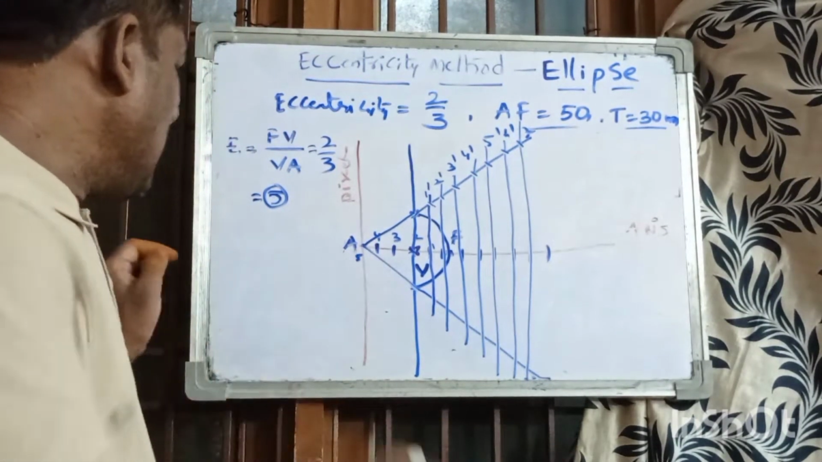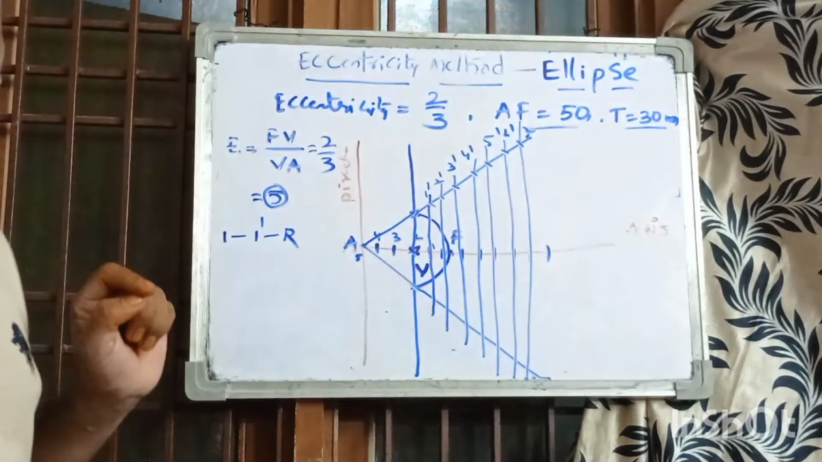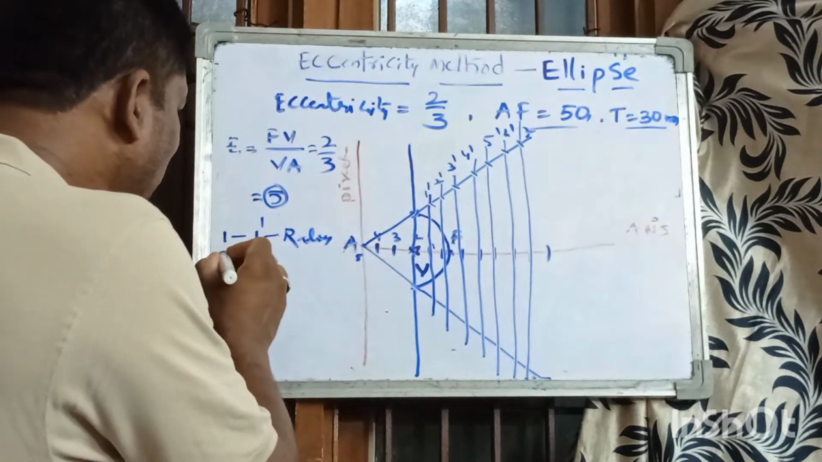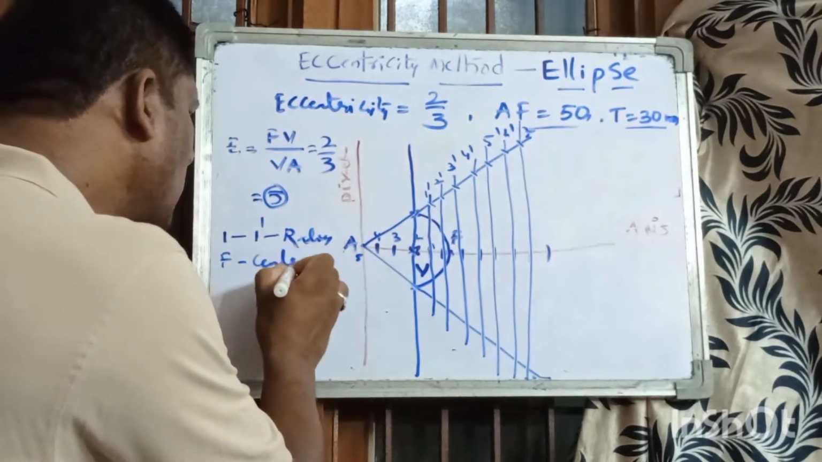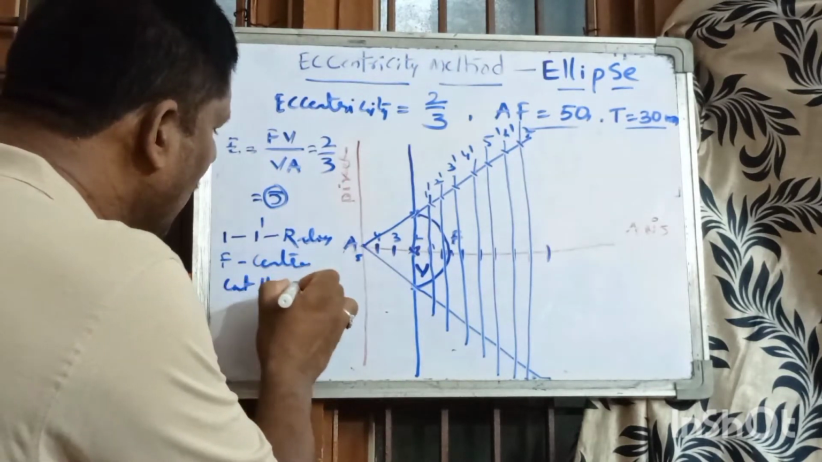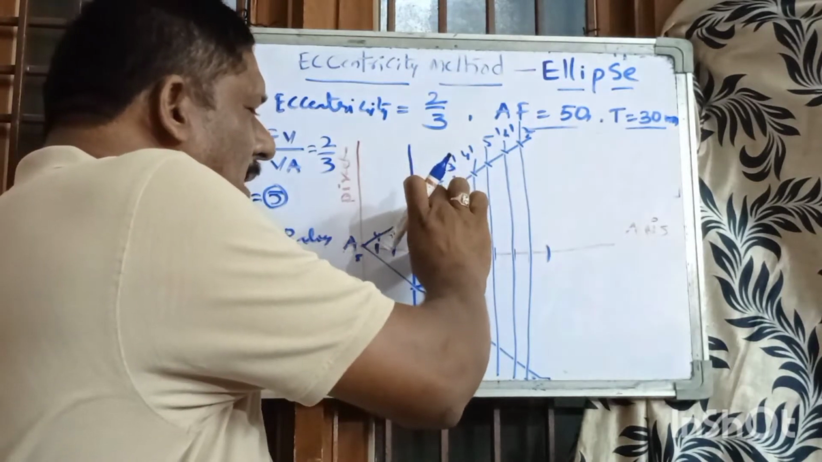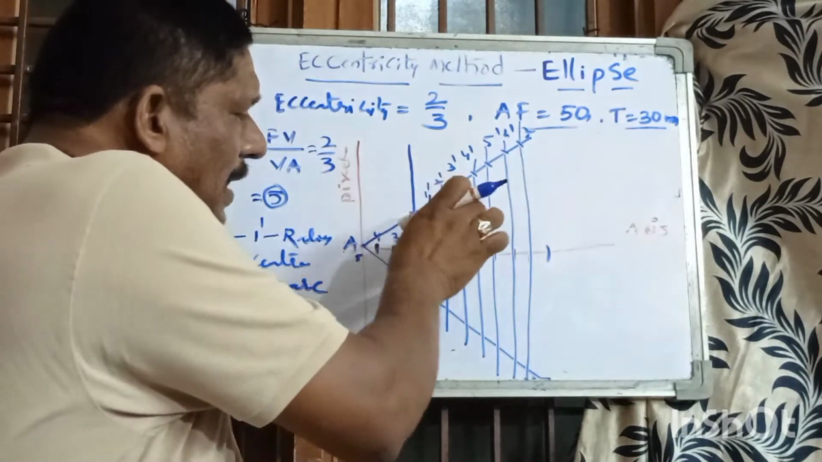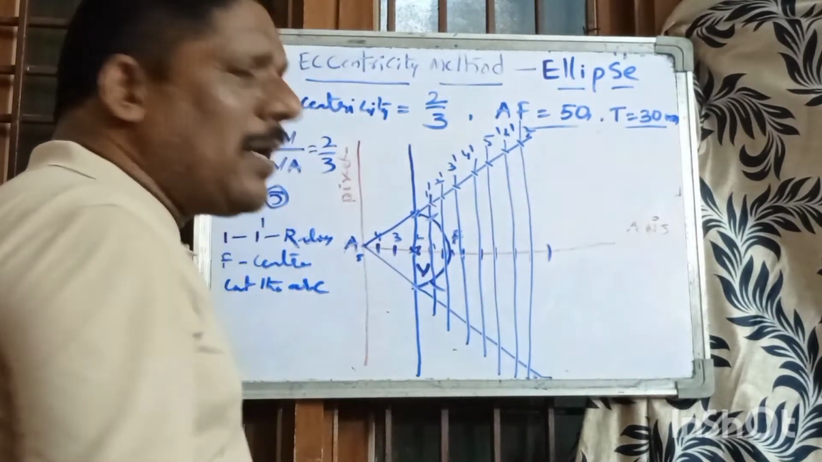Now take the radius. 1 to 1 dash is the radius, and F is the center. Always F is the center. F means focus. Focus is the center, and cut the arc. Suppose this point is 1, up to this is 1 dash. So 1 to 1 dash is the radius, F is the center, and cut the first line. You will get a point somewhere. Both the sides you can cut.